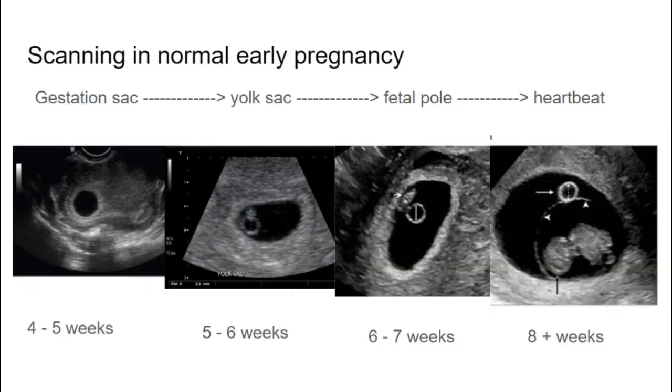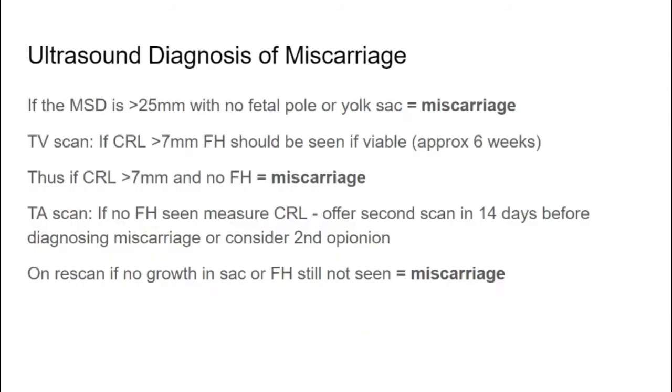So the progression that we're expecting to see in a normal, viable early pregnancy is firstly a gestation sac, then a yolk sac developing within that gestation sac, a fetal pole developing alongside the yolk sac, and then you're seeing an enlarging fetus with more features, and you'll see the amnion, that extra sac developing around the baby.